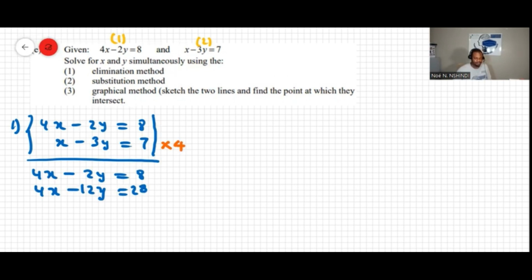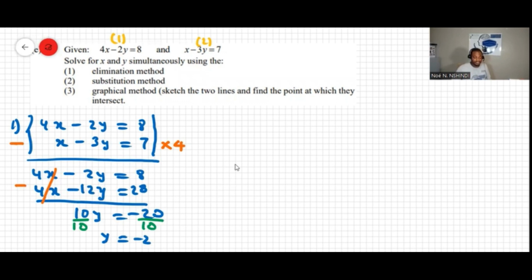So if I do 4x minus 4x, now I'm subtracting the equations. 4x minus 4x falls away. Negative 2y minus 12y makes negative 2y plus 12y, so this makes 10y. And then 8 minus 28 is negative 20. Now to get the value of y, I divide both sides by 10, and then y will be equal to negative 2.